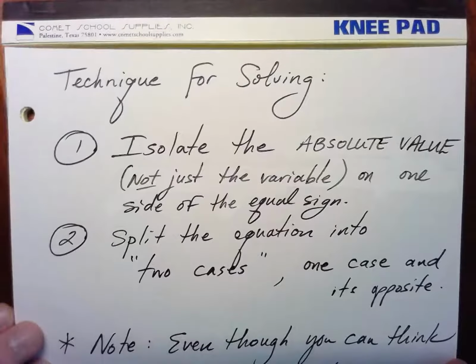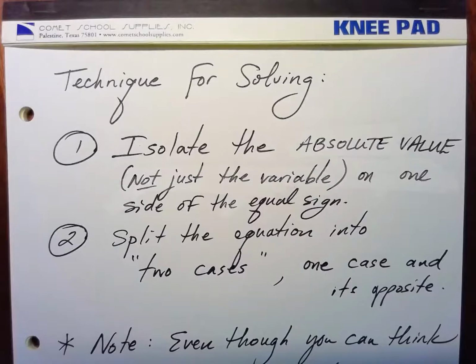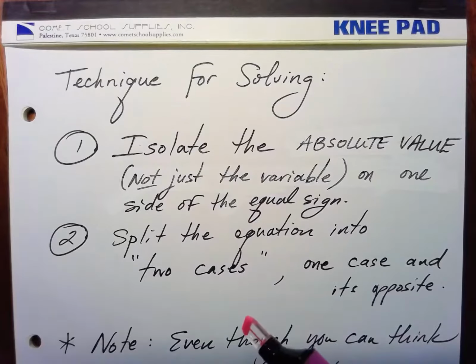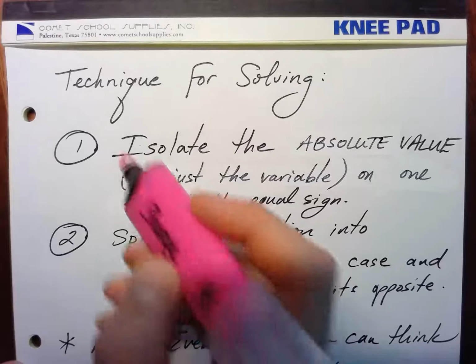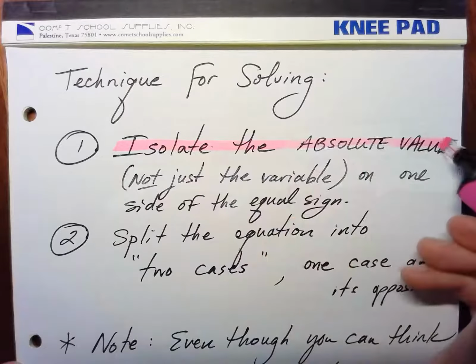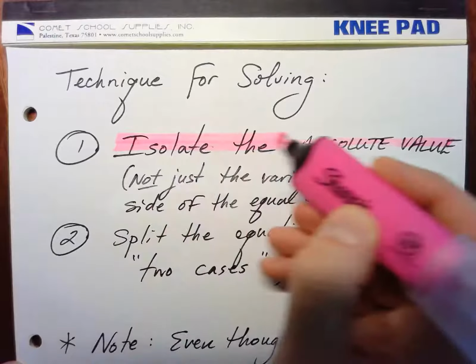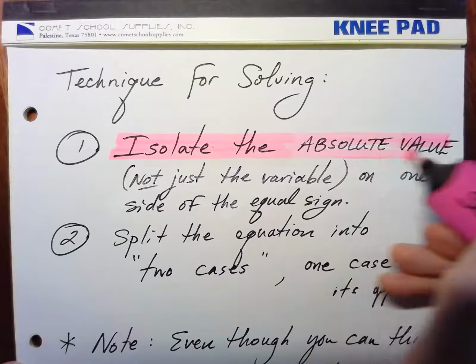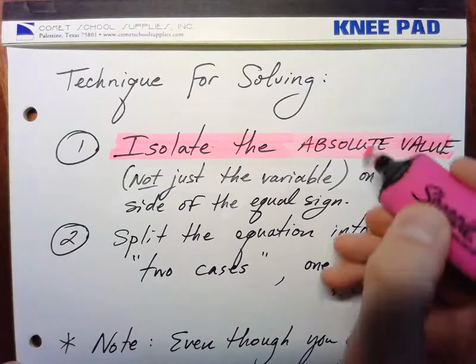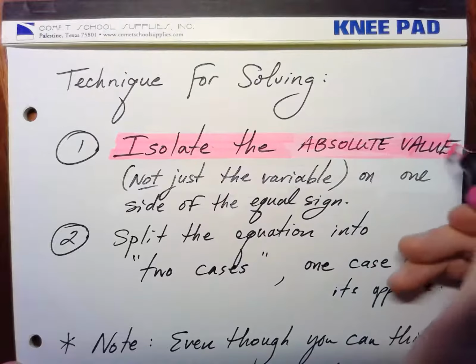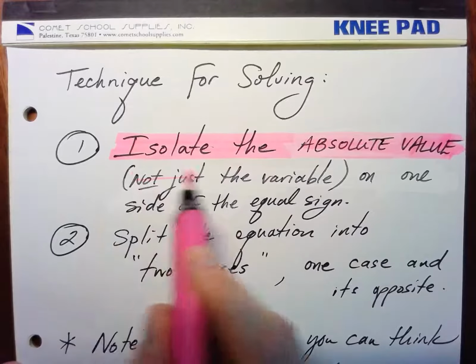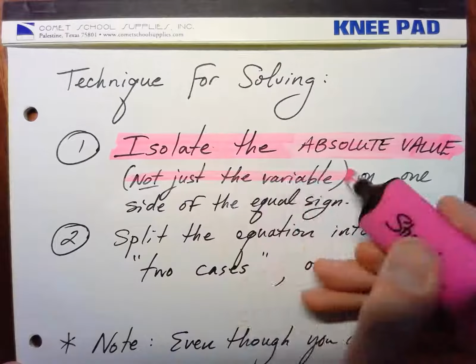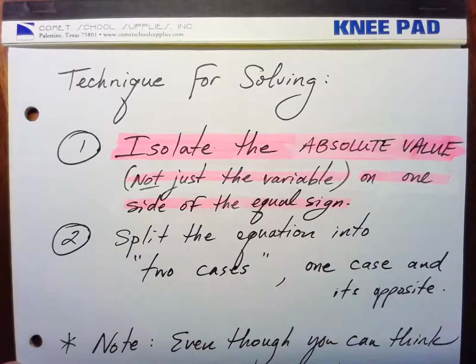Technique for solving these. This is a little bit different than what we've been doing. Instead of isolating the variable using inverse operations, which we've been doing in equations, here we're actually going to be isolating the whole absolute value. We're not just isolating the variable. Our first goal here is to isolate the actual absolute value sign, not just the variable, and get that on one side of the equal sign.